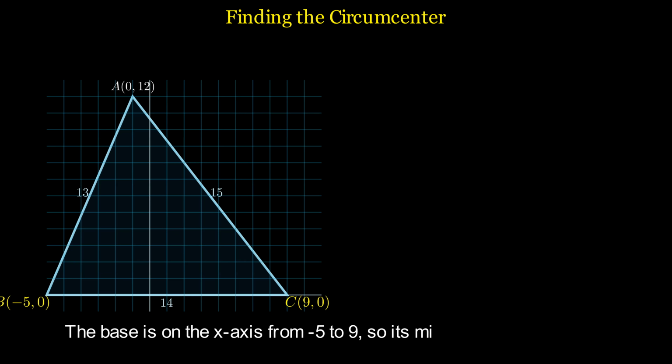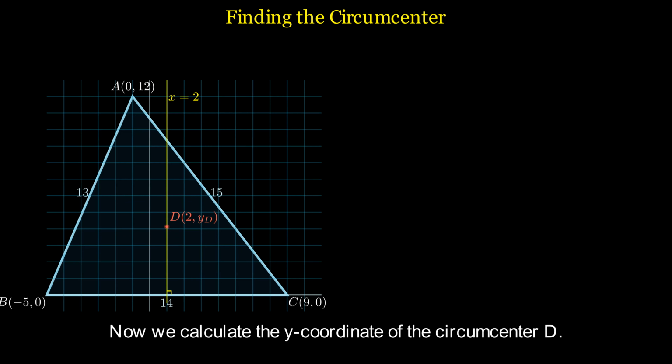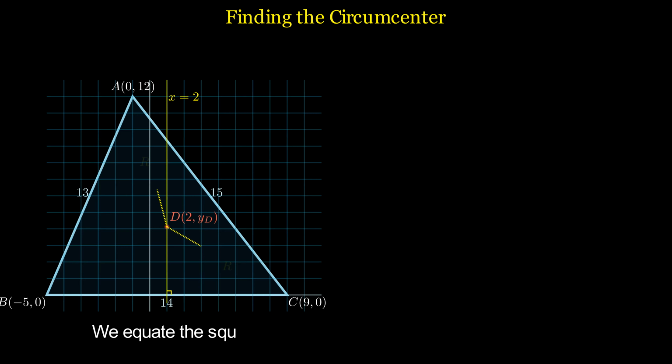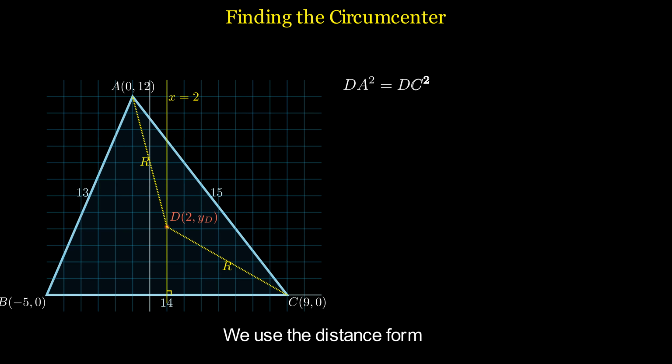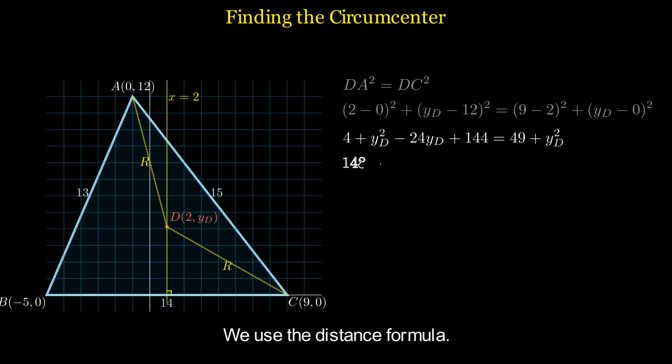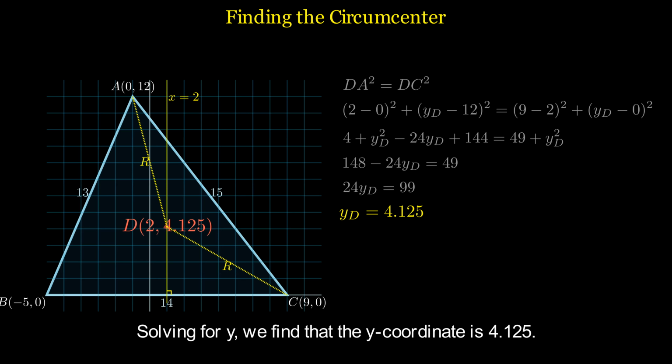The base is on the x-axis from -5 to 9, so its midpoint is at x equals 2. The circumcenter must lie on this vertical line of symmetry. Now we calculate the y-coordinate of the circumcenter D. We equate the squared distances from D to A and from D to C. We use the distance formula. Solving for y, we find that the y-coordinate is 4.125.